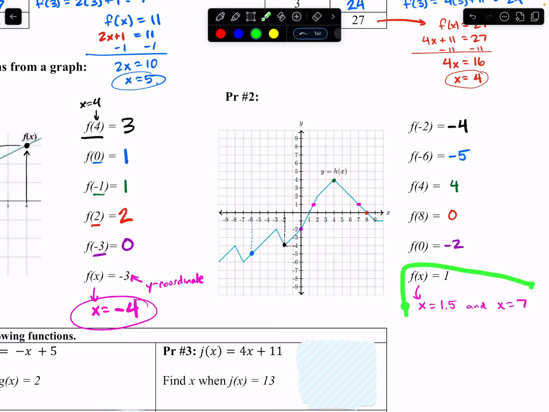I do want to point out that for this last one, they give you an output. They're asking what input gets sent to 1, or what x value gets sent to a y value of 1. There's multiple, and that's okay. Our output of 1, our y value, is right here. And notice that there's 2 pink dots there. That means that when x is about 1.5, y would be 1, but also when x is 7, y would be 1.